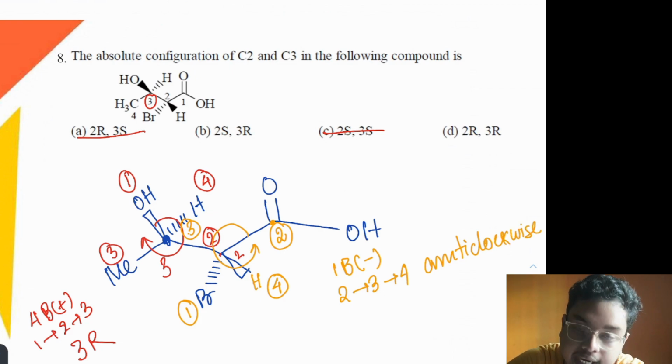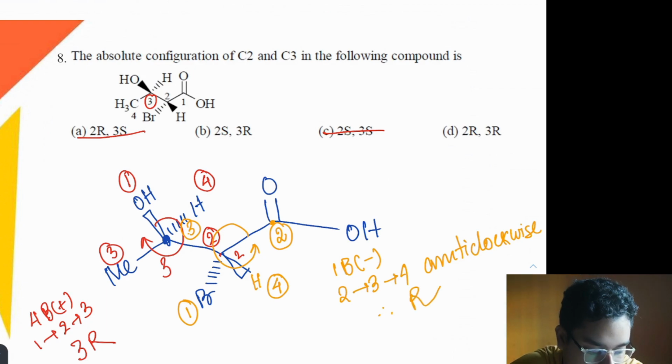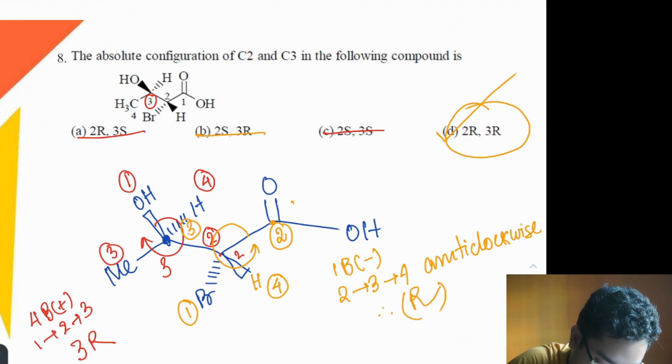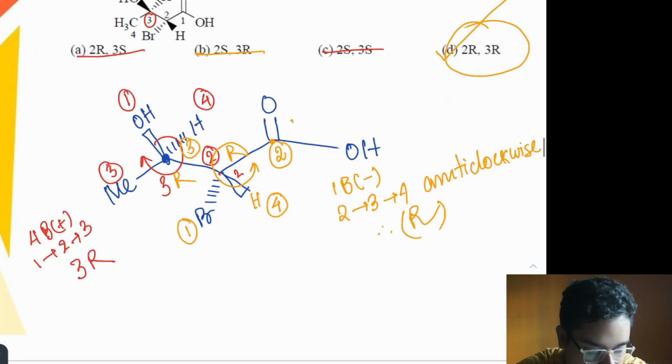But since it is a negative sign, that means this anti-clockwise becomes R. So that means the option 2R, 3R is the correct option. This also R, this also R. Okay. So now we move to our next question.